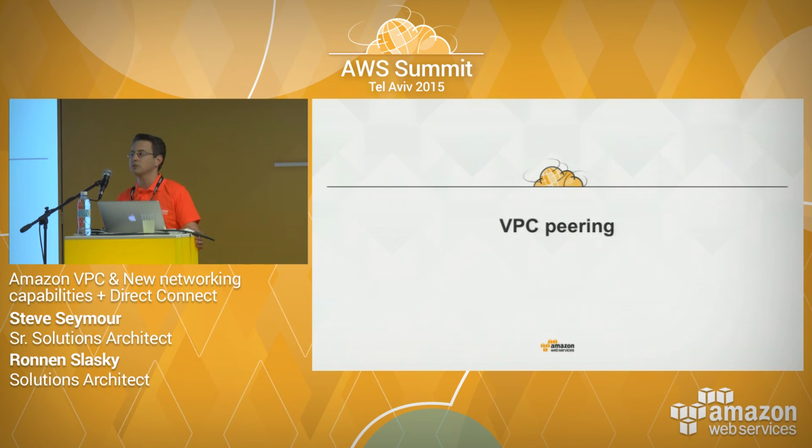Now, it's important to note that VPC peering is a service, and much like other VPC services, such as the Internet Gateway, it does not rely on a separate piece of physical hardware. There's no single point of failure, nor does it pose a bandwidth bottleneck.